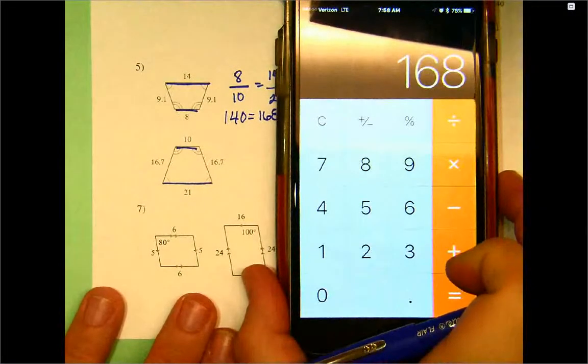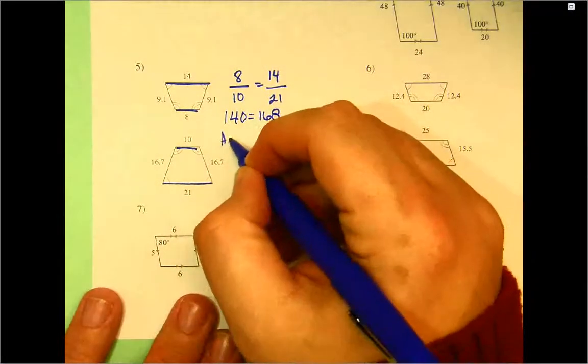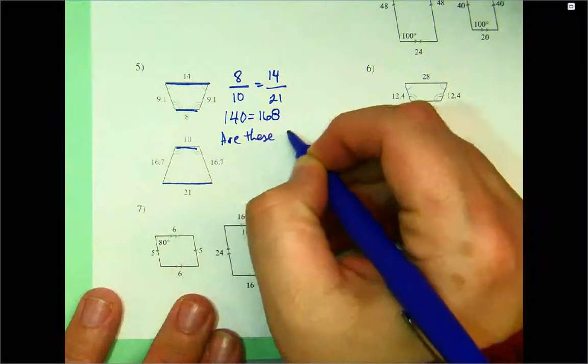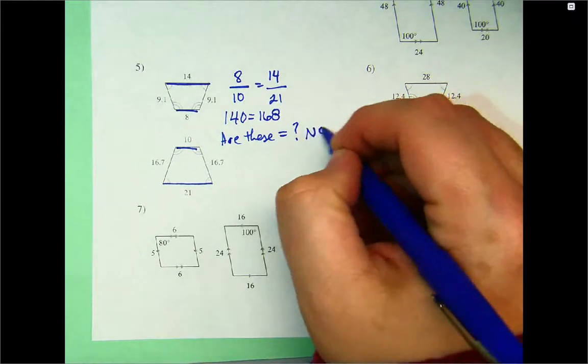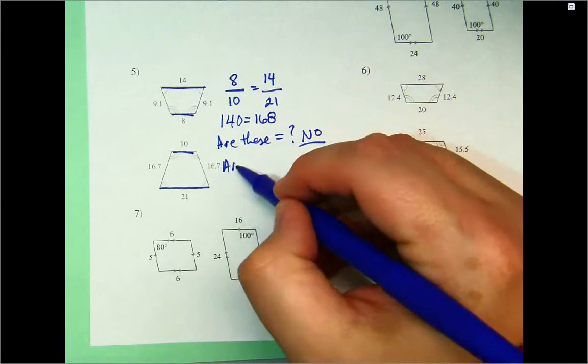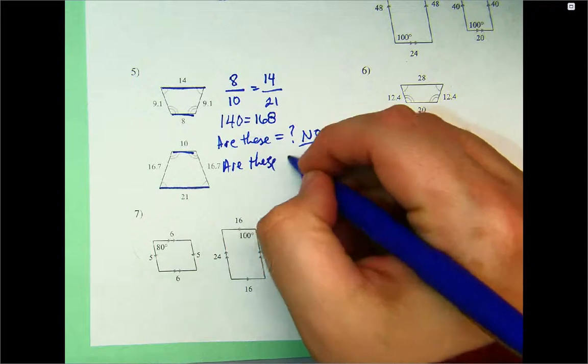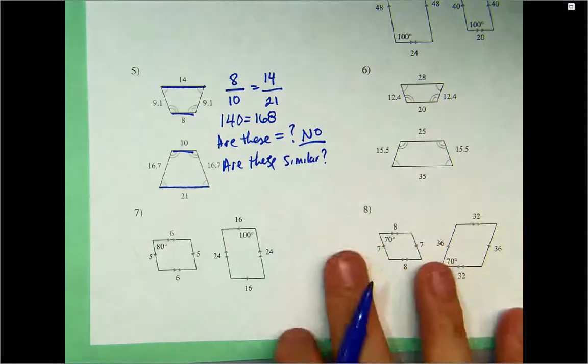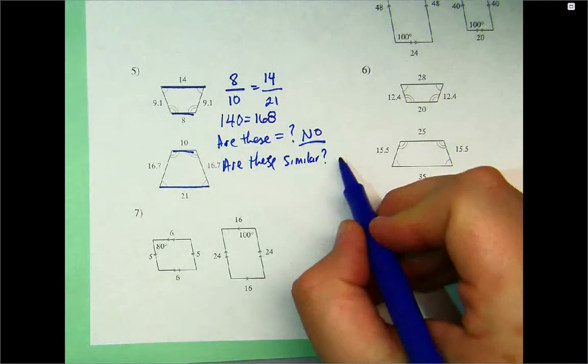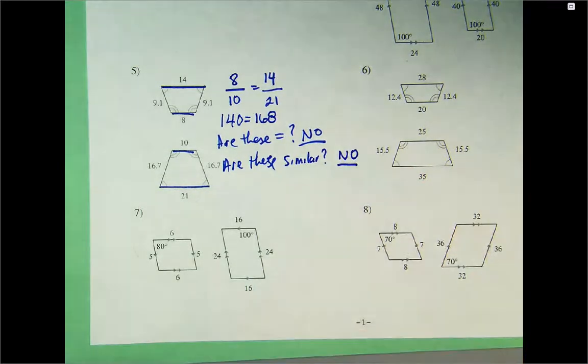Now, the question is, are these equal? No. So, are these similar? No. And that's the key, is if you find out that one proportion that you set up doesn't work, it's one of those things where as soon as one thing fails, the whole thing is not similar.